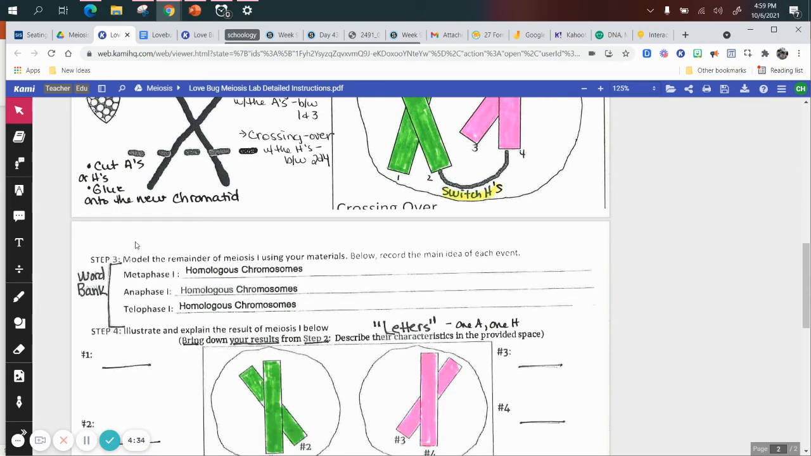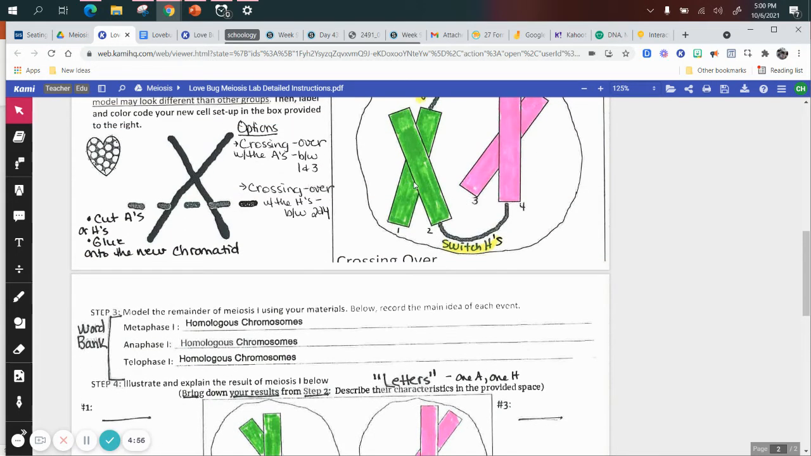Then you have a set of questions here in step number 3. I gave you some little hints there, so I put homologous chromosomes, blah, homologous chromosomes, blah. You will find the answers to these in a word bank. It's really a phrase bank that I've included in the original instructions on Schoology.